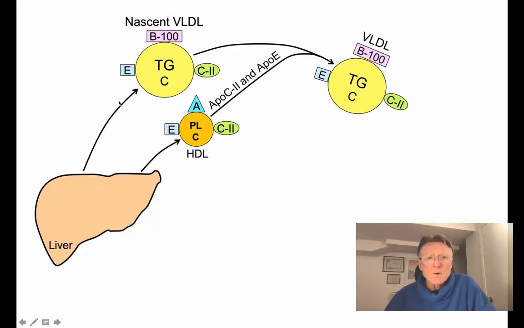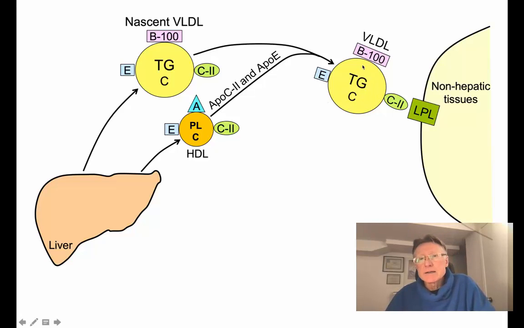And again, once it gets into the circulation, it will interact with HDL particles, or high-density lipoproteins, that contain the same things I spoke about before: phospholipids, cholesterol, and also some lipoproteins, ApoE, A, and C2. Once they interact, HDL will donate more ApoC2 and more ApoE to VLDLs. So it just enhances the content of ApoE and ApoC2 in the VLDL particle.